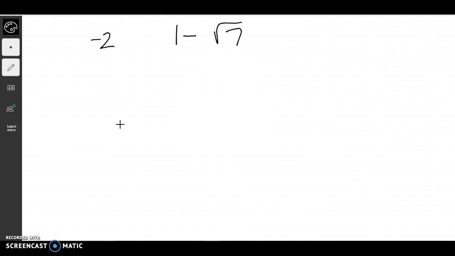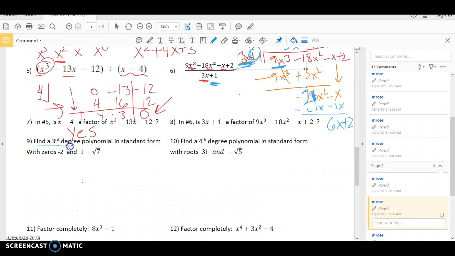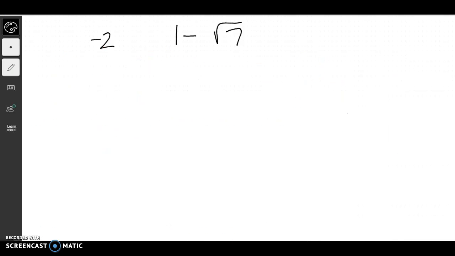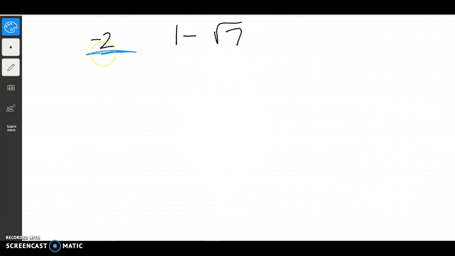Try the next problem. Okay, here's my next problem. Let me pull up the sheet for a second. They ask on this, find the third degree polynomial in standard form. So the first thing we should know is when they give me answers like this, these are actually the answers. To go to standard form, we have to get it into factored form and then get into standard form.